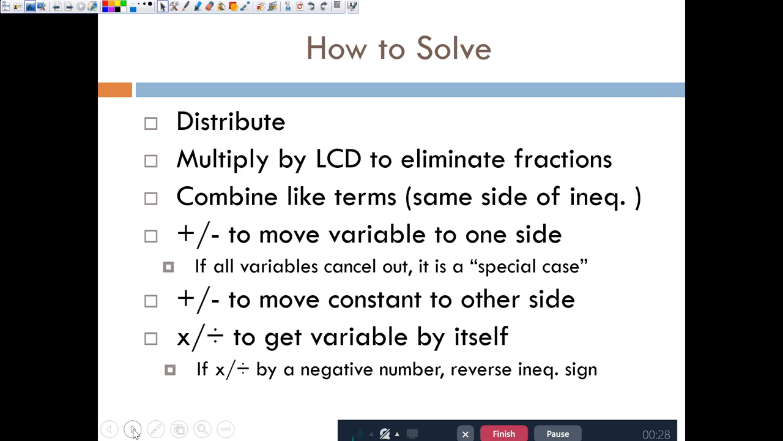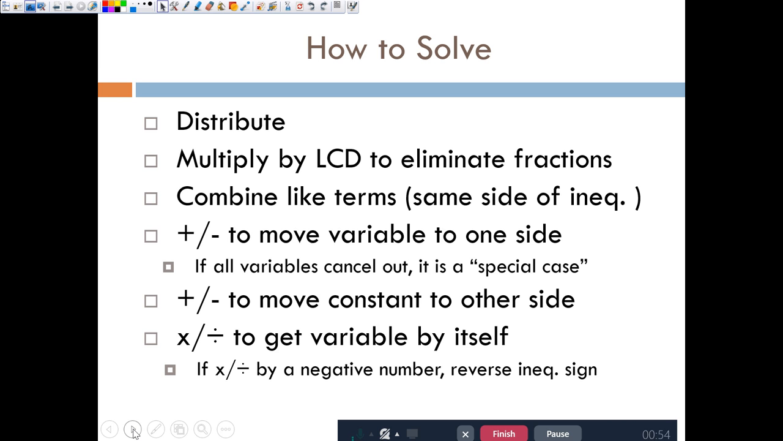So you have to distribute first, then multiply by the LCD to eliminate fractions, combine like terms on the same side of the inequality instead of the equal sign. We are going to add or subtract to move the variable to one side. I highly suggest, whenever possible, to move your variable to the left, because it makes it easier when graphing them, okay? Because then your arrow is pointing in the right direction, there's no confusion, okay?